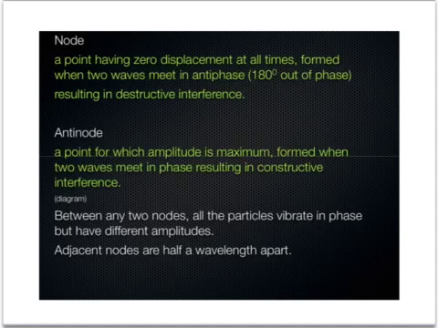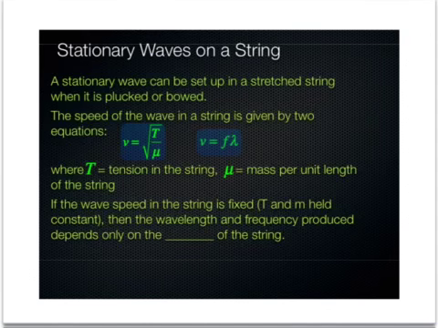Between any two nodes, all the particles vibrate in phase, but have different amplitudes. Adjacent nodes, or nodes next to each other, are half a wavelength apart. Now we're looking at these standing waves or stationary waves when they form on a string. If you stretch a string very tightly, and you then pluck or bow it, that initial energy of the bow or the pluck will be vibrated down the string, and depending on the length of the string you will get particular standing waves formed.